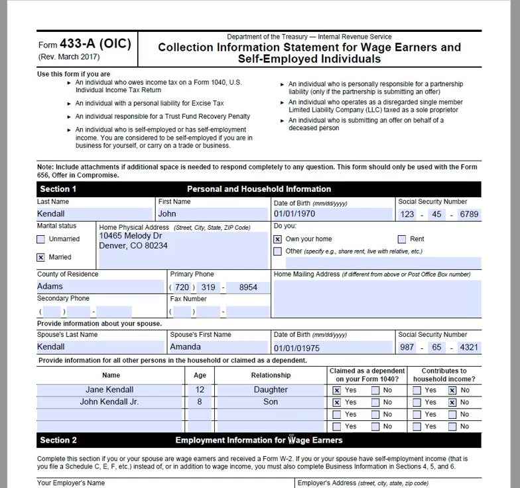This form is specifically used for taxpayers who are getting ready to submit an offer in compromise with the IRS. This form is about 8 pages long, so in an effort to condense it and keep this video short for your viewing, I have gone ahead and pre-filled out the form, and we're just going to go through what that looks like here.